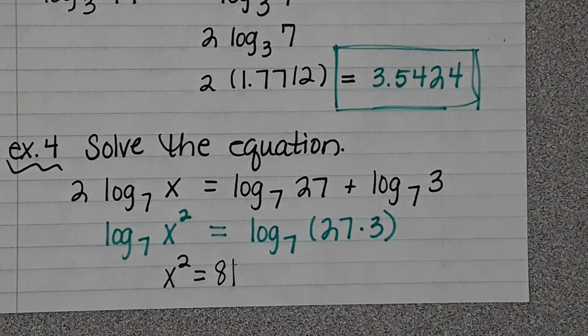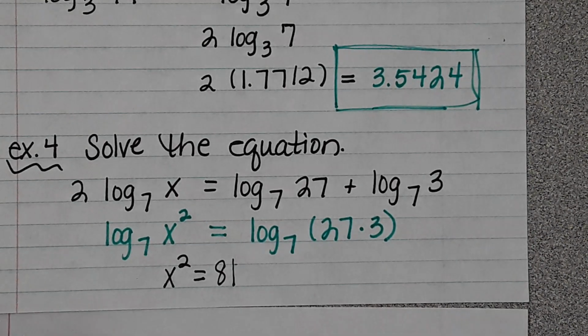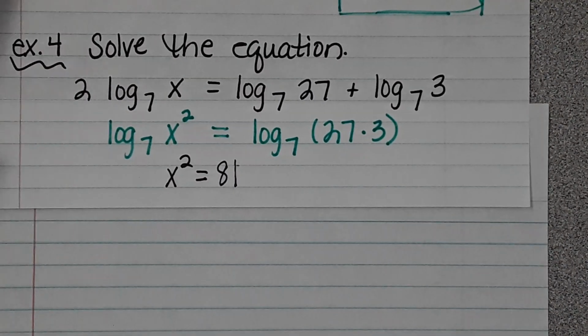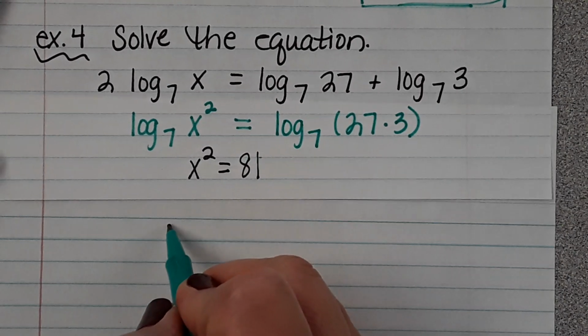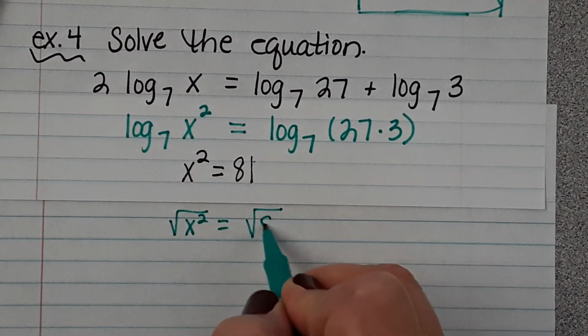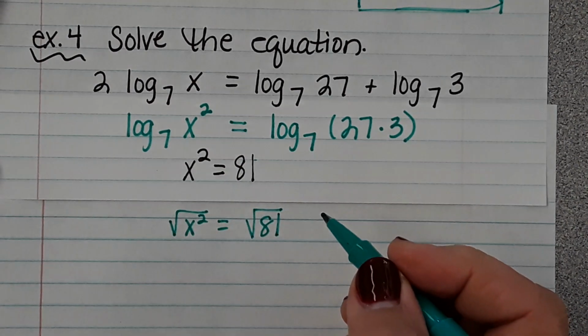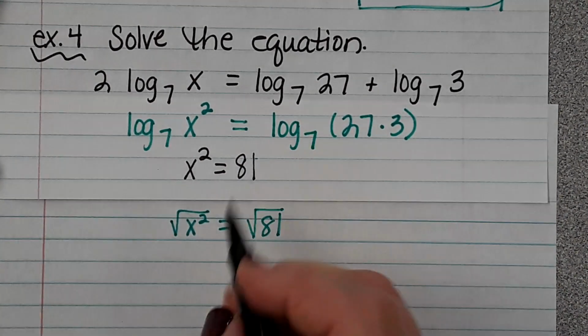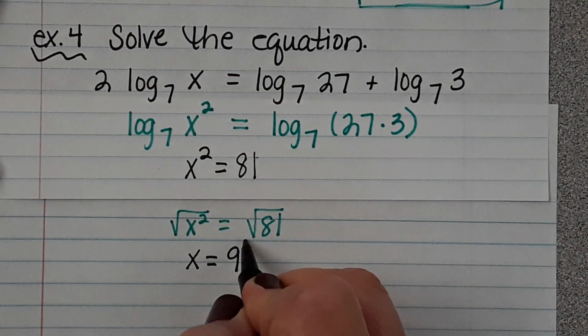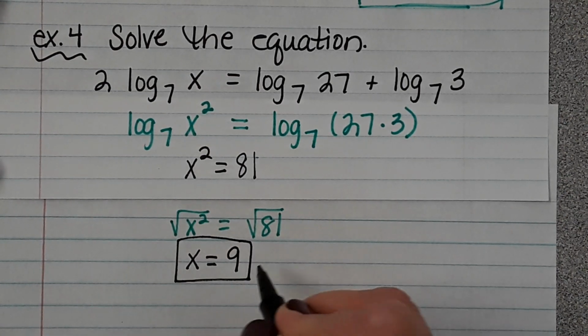Now, how do we solve that problem? Square root. We take the square root of both sides. So the square root of x squared and the square root of 81. Well, what is the square root of x squared? It is x. And what is the square root of 81? 9. Okay, now we should be able to check it.